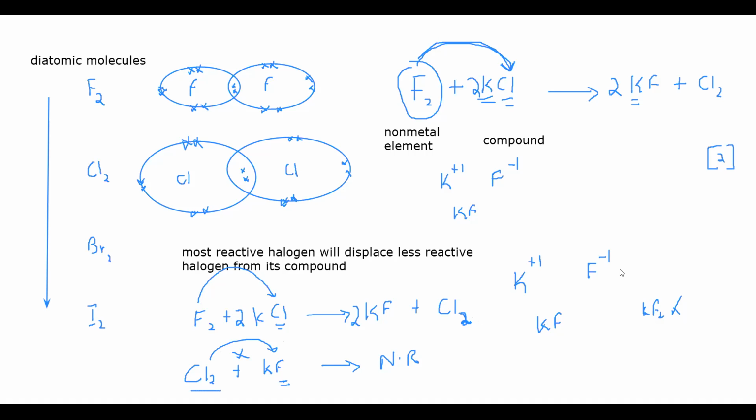Copy this. Chlorine was reacting with potassium iodide. What will be the product if chlorine is reacting with potassium iodide? First thing, will they react? Is there a reaction between chlorine and potassium iodide?